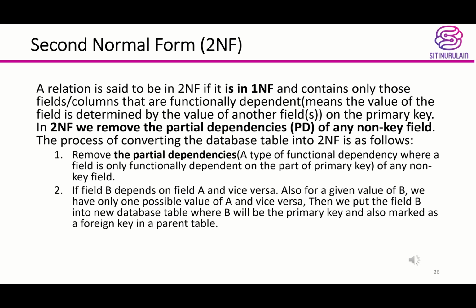The process of converting the database table into second normal form is as follows. First, remove the partial dependencies, a type of functional dependency where a field is only functionally dependent on the part of the primary key, of any non-key field. Second, if field B depends on field A and vice versa, and for a given value of B we have only one possible value of A and vice versa, then we put the field B into a new database table where B will be the primary key and also marked as a foreign key in the parent table.